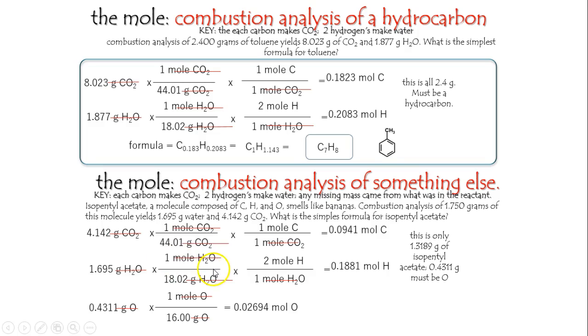What's our rule for getting whole numbers? Divide by the little guy. So when we take that and divide by the smallest one, which looks like the 0.02694, note the high level of precision in order to get good data, we end up with C3.5H7O1. That's not uncommon. It should be obvious at this point we need to double everything for a final answer of C7H14O2. And that's one possible isomer, and that is isopentyl acetate. So it matches what we wanted it to match.